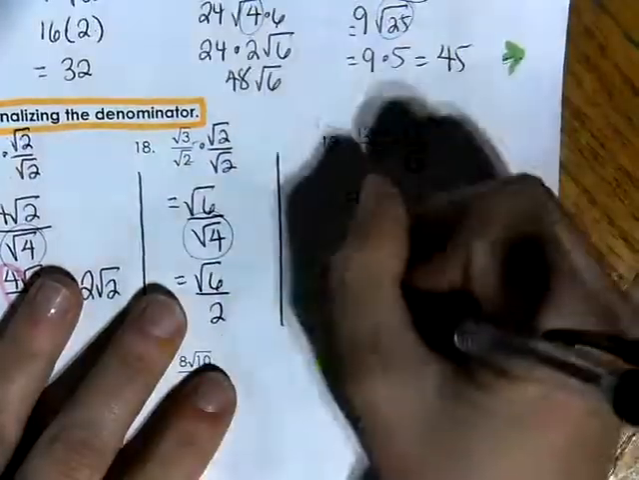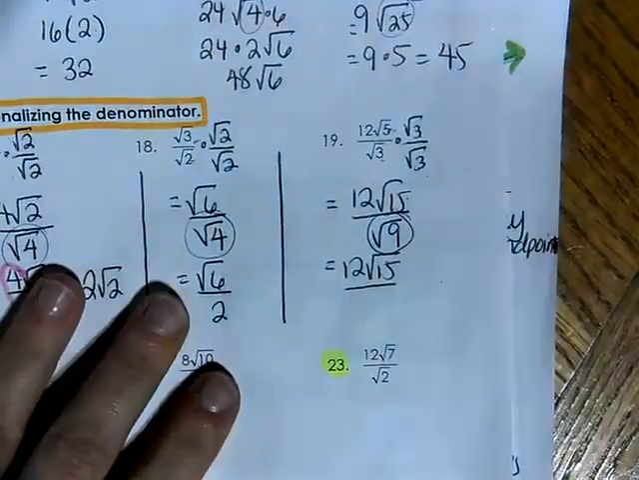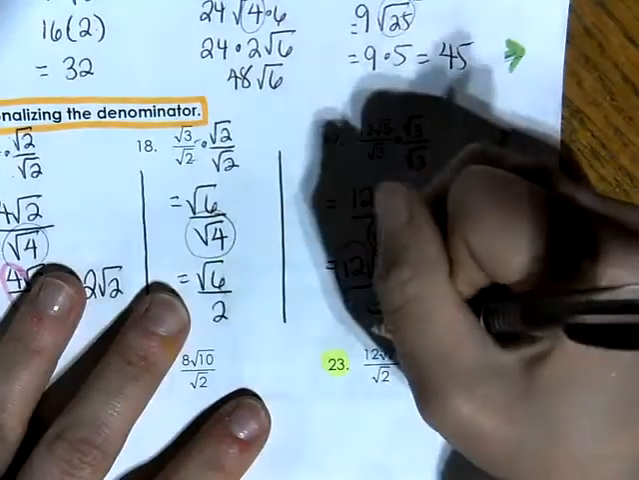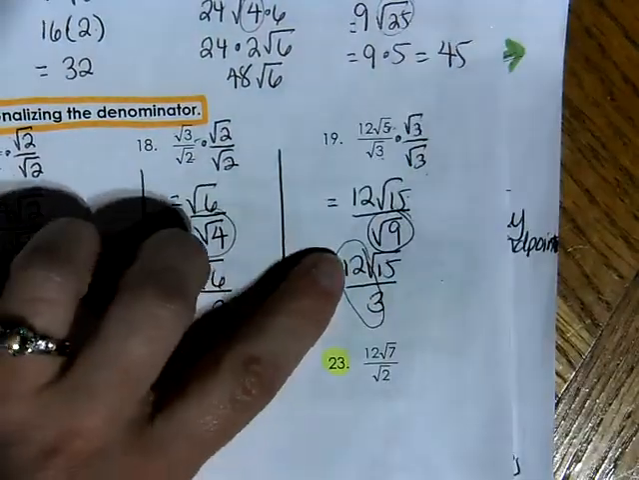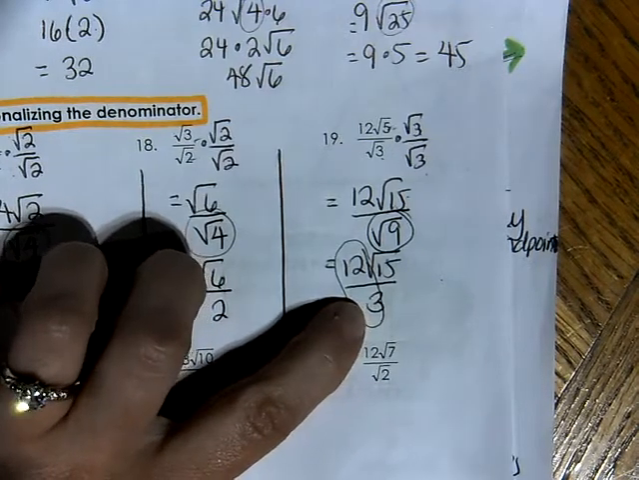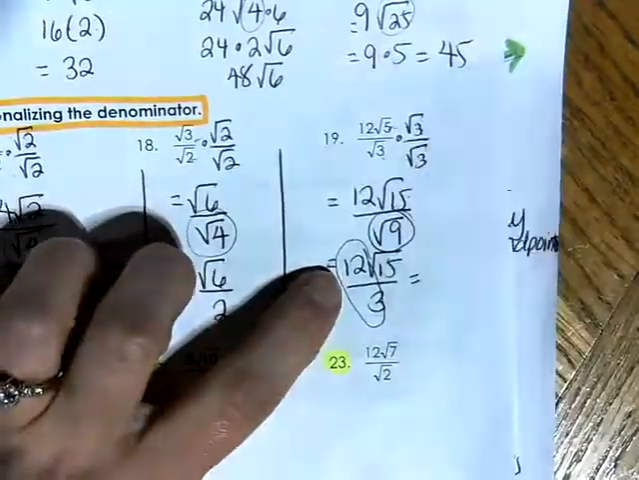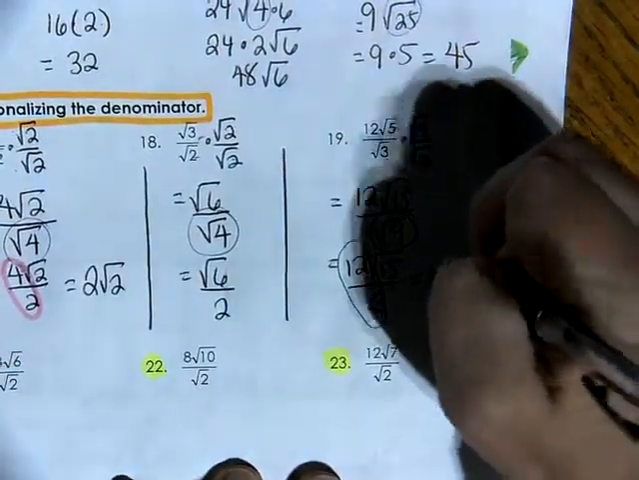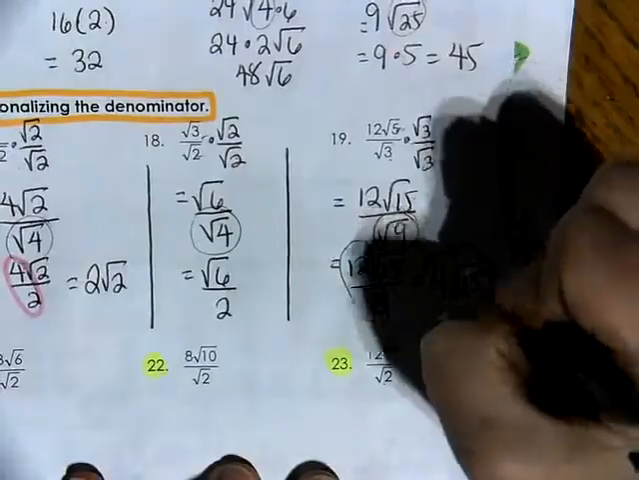So it's 12 times the square root of 15 divided by the square root of 9, which is 3. Oh, look at that, a relationship. 12 and 3 are not inside of the radicals, and they are related to each other. 12 divided by 3 is 4. So my answer is 4 times the square root of 15.